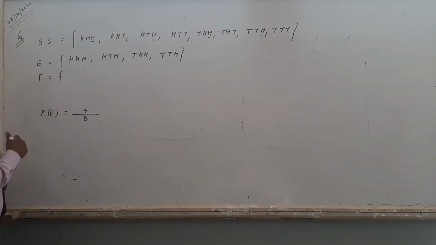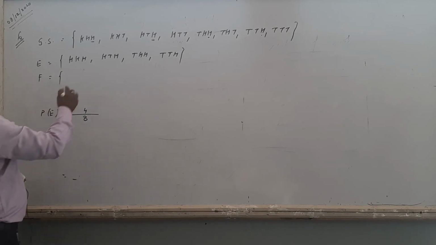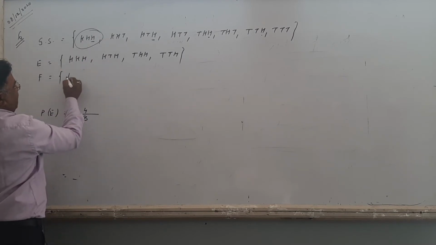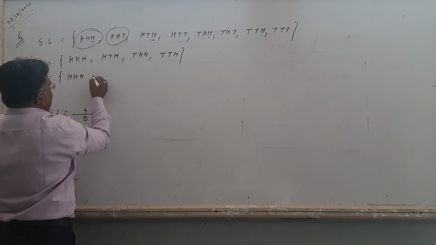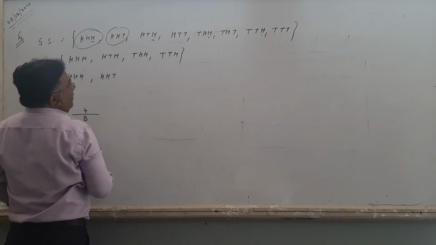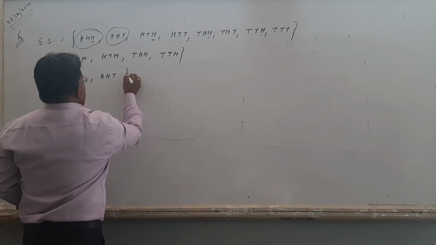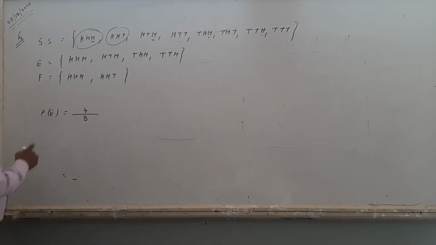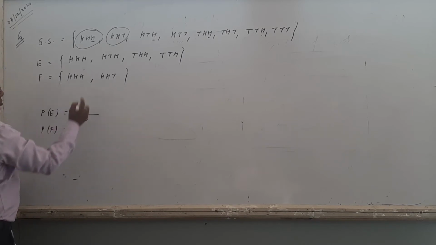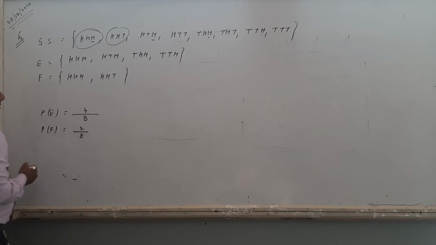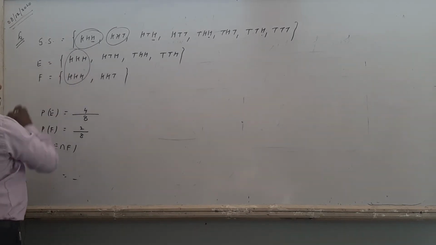First thing, now write the sample space of F event. F event has heads on the first 2 tosses, that is HHH, right? And HHT, right? And that's all. So on the first 2 tosses, that is only 1 and 2. So now the probability of F event, favorable is 2, but total is 8.